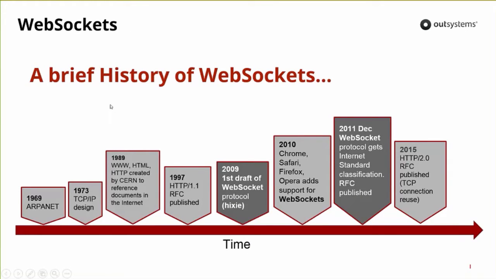So the WebSockets protocol had a rough start, and many think that the technology is quite recent. But the first draft was done back in 2009, and at the time it was named ICSI, which stems from the author Ian Hickson. WebSockets protocol only got a standard classification in 2011. So this is one of the biggest reasons why it was hard to have mainstream adoption by the browsers back at the time, as we are going to see on the next slide.